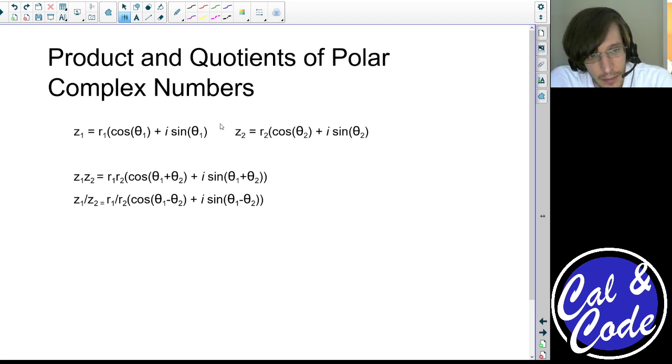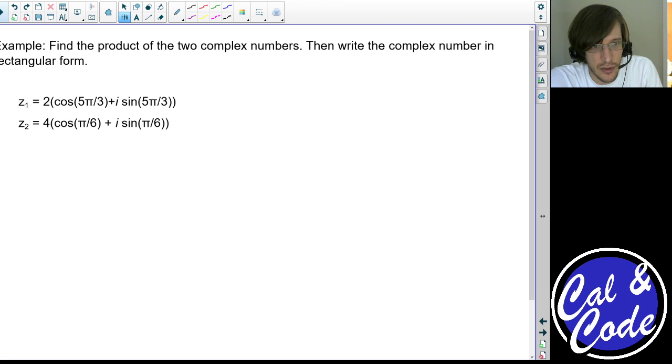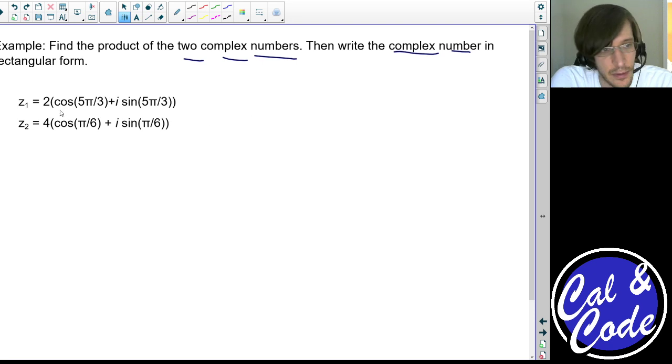Turns out with polar complex numbers, things are a lot easier. When we want to take z1 and multiply by z2, what we do is we multiply the radii together, and then we add their angles. When I want to divide them, I divide their radii and then I subtract their angles. Easy peasy lemon squeezy. Okay? Very simple to do. So, here we go. Let's try to do this. We're going to find the product of the two complex numbers, and then we're going to write that complex number in rectangular form.